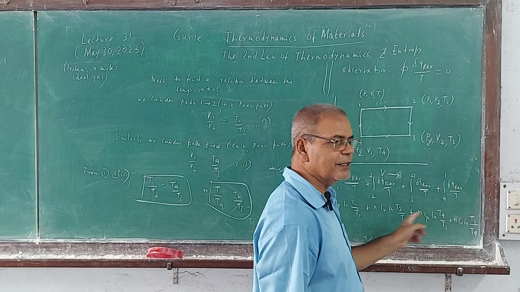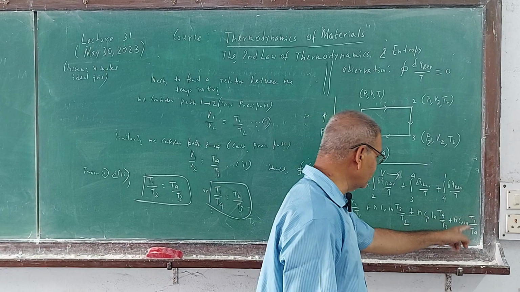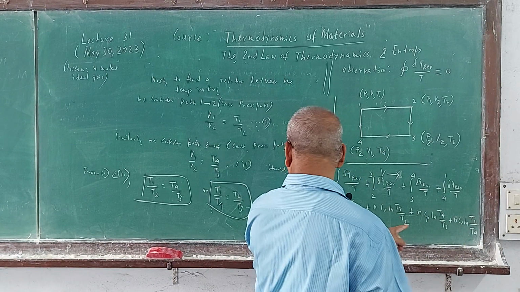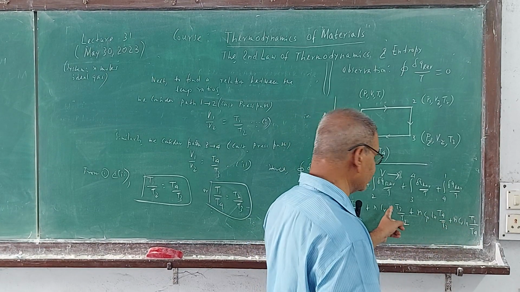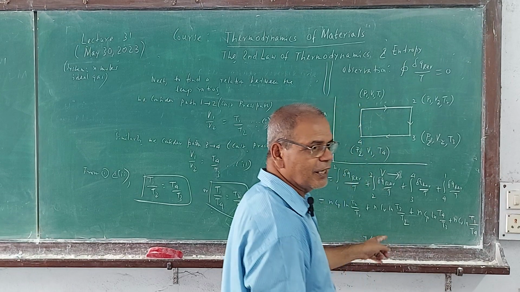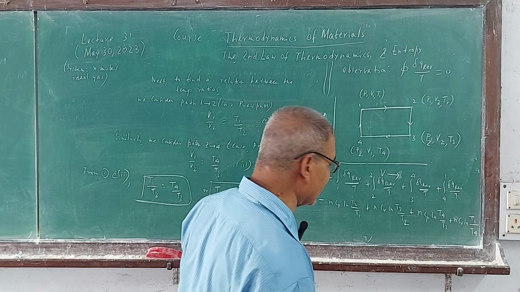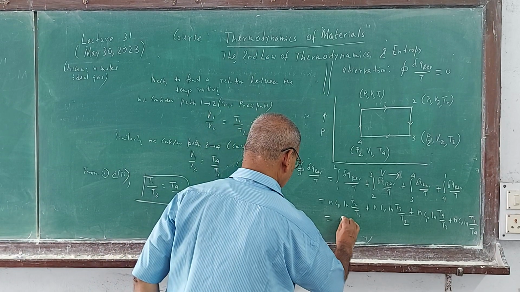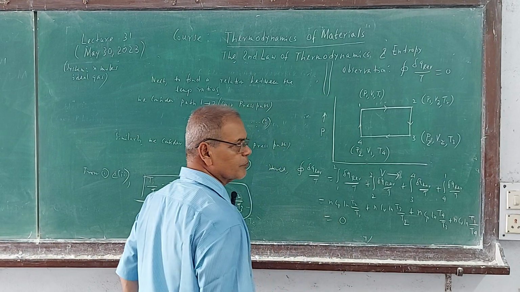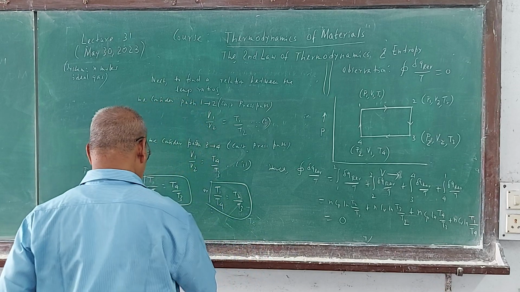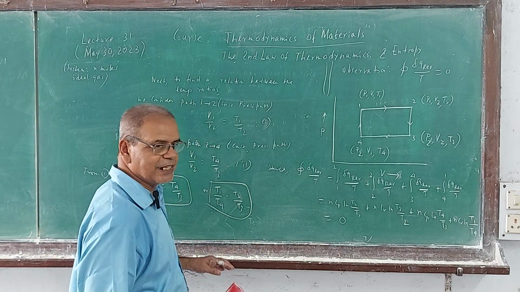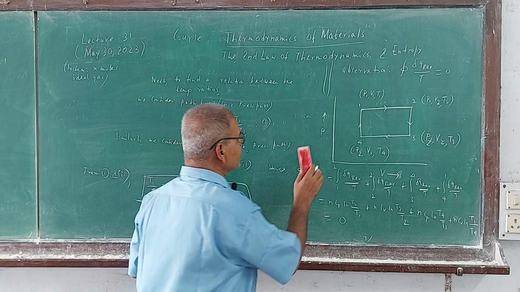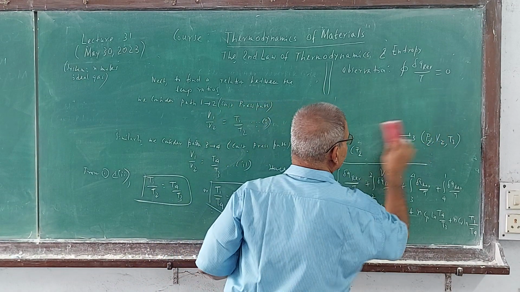Otherwise the same, n Cv ln T1 by T4 and T3 by T2. T1 by T4 is T2 by T3 and this is T3 by T2, the inverse. Log of inverse means they cancel out. So again the same observation: we changed the cycle, but the observation is the same.